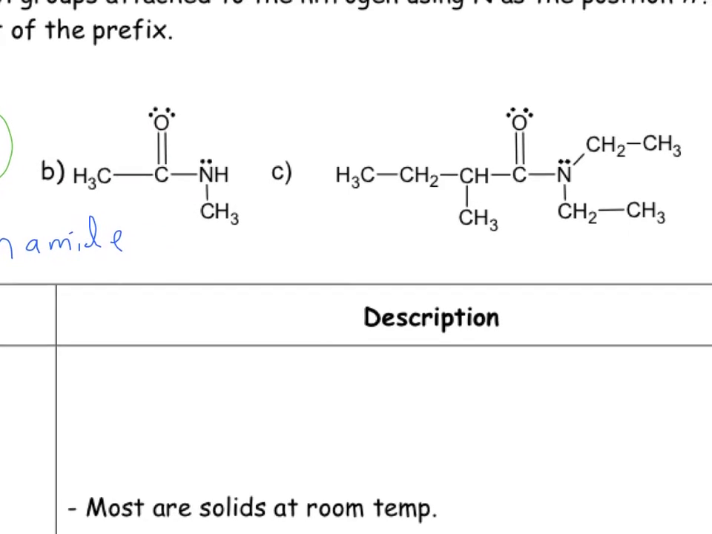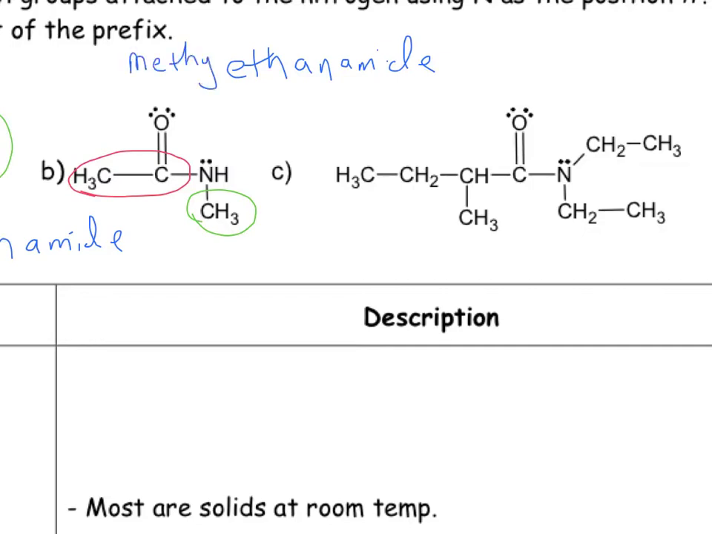Example B. My parent chain would be 2 carbons. It has to be the carbons that are attached to the double bonded O. Because there's 2, my root is going to be eth. Because I've got single bonds between the 2 carbons, it's ethane, and then I would add the suffix amide to indicate the amide functional group. In order to describe the carbon attached to the nitrogen, I would put a methyl out in front with a position number N. Molecule B is N-methyl ethanamide.